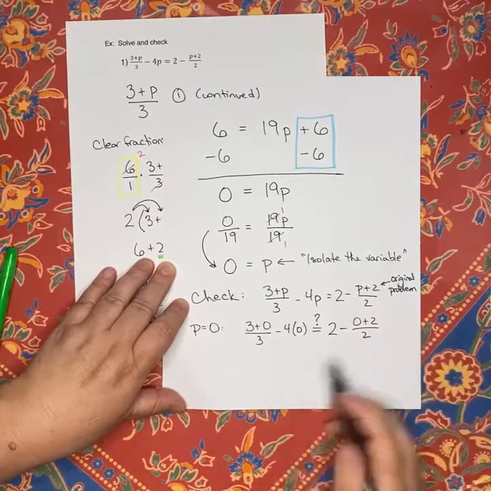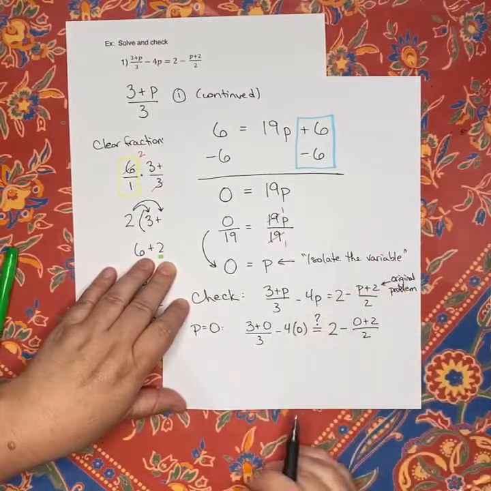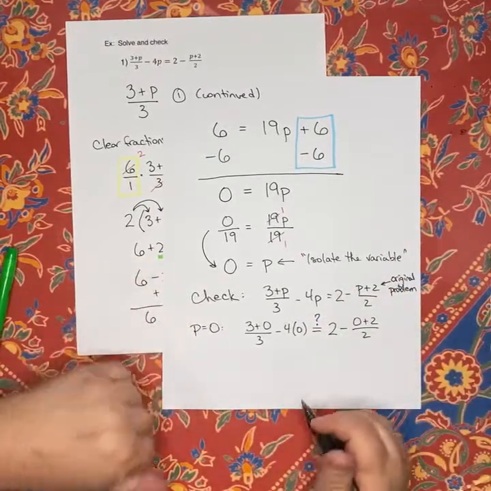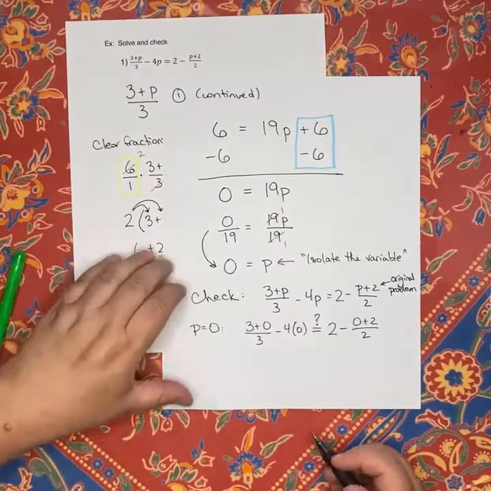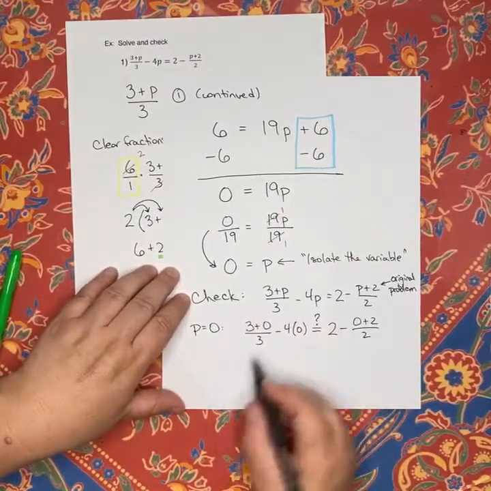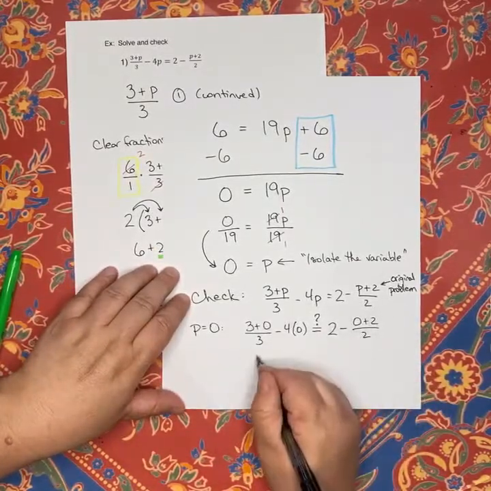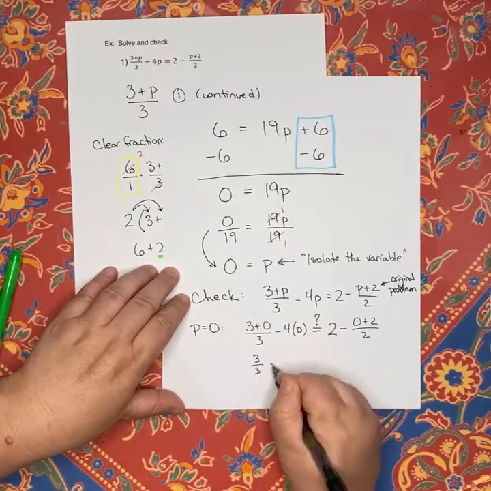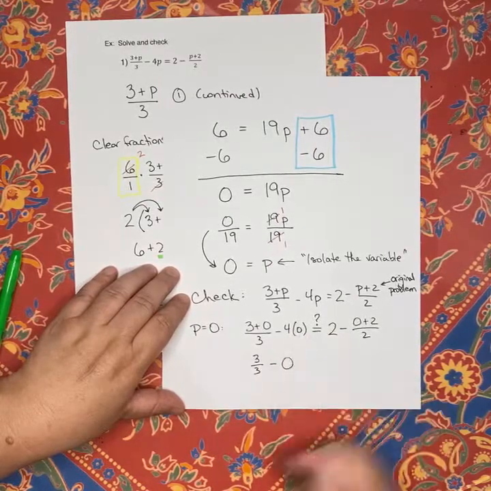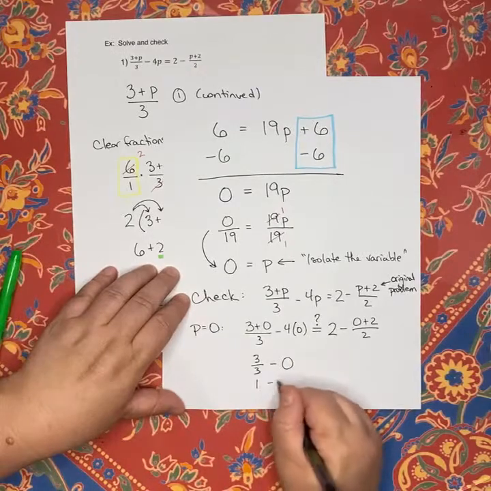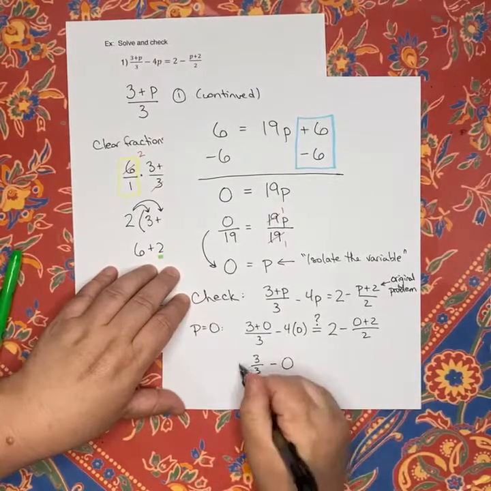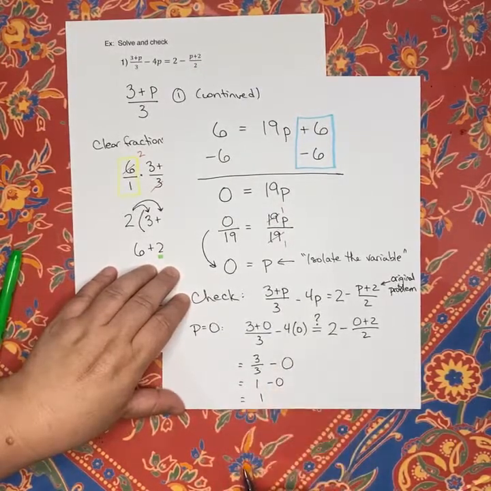If you learn to do this slightly differently, do it the way you learned. This is the way I was taught, 483 years ago when I was in school. So let's see. I think this becomes 3 over 3 minus 4 times 0 is 0. So that's 1 minus 0. So that's 1. So my left side is equal to 1.